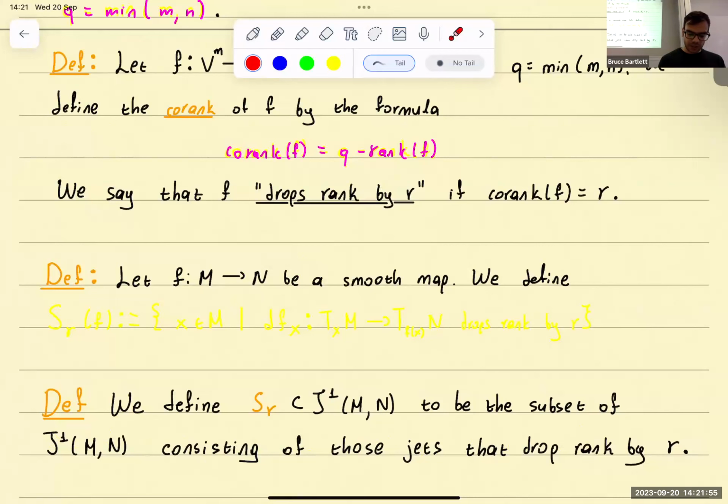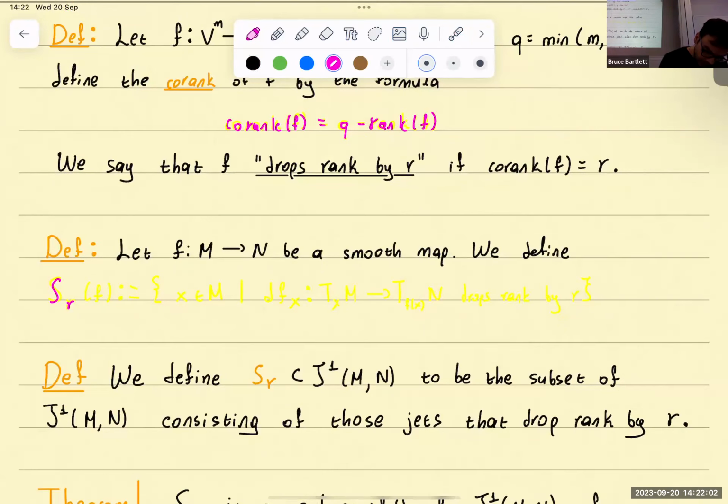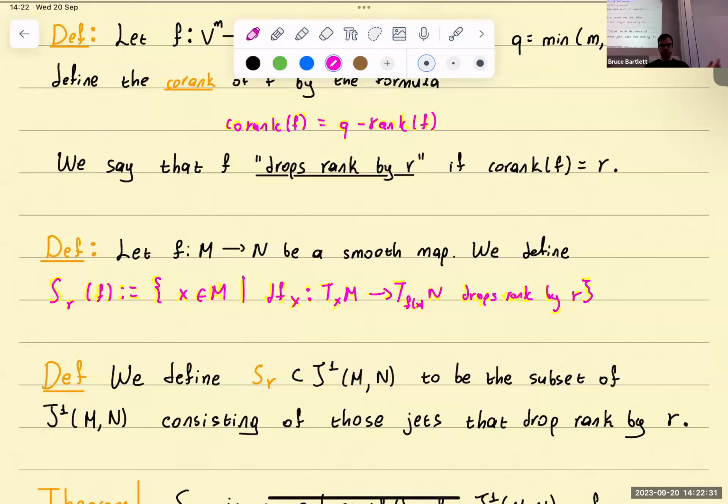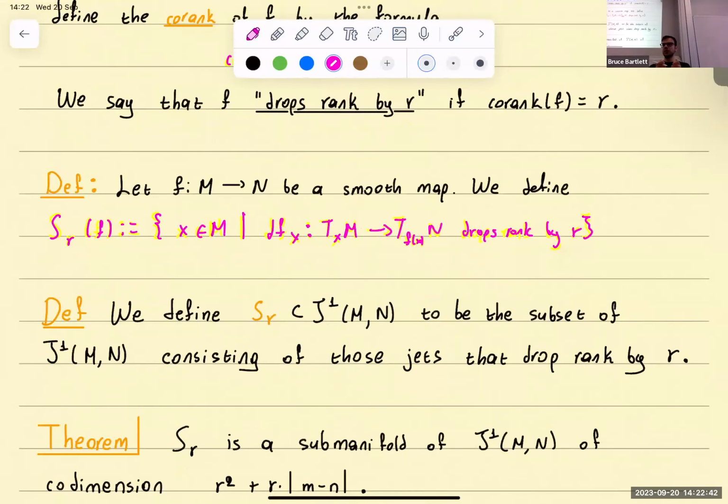And so if you give me any smooth map, I can define a locus for you. I can define this locus S_R of F. This is a locus of points in M, and consists of all those points where the differential, as a map from the tangent space of M at X to the tangent space of N at F of X, drops rank by R. I'm not making any statement as to whether this collection forms a submanifold or not, just a subset of points in M where the differential of the function I'm looking at drops rank by R.